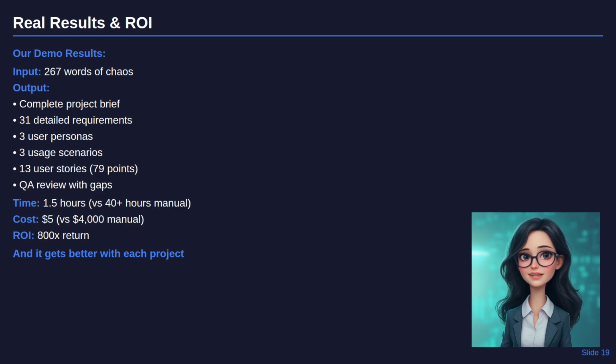It cost $5 in API calls versus $4,000 in human salaries. That's an 800x return on investment. And here's the kicker. It gets better with each project as you refine the agents based on experience.